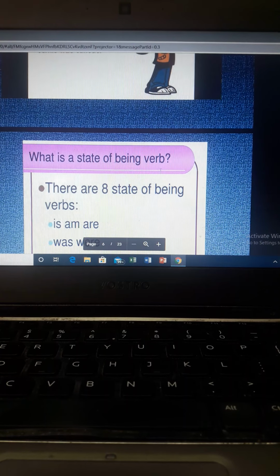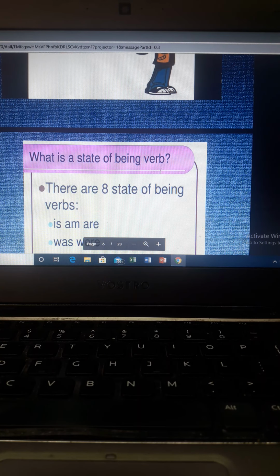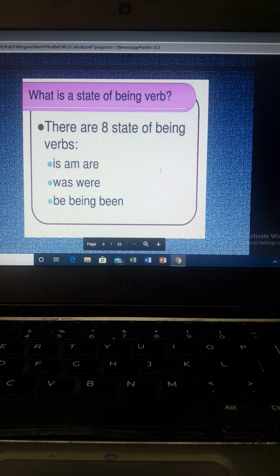Now, what is the state of being? That means there are 8 state of being words. You should remember this. Is, am, are, was, were, be, being, been. These are actually the 8 state of being verbs. State of being means the condition in which the noun is. The verb is telling you about that.